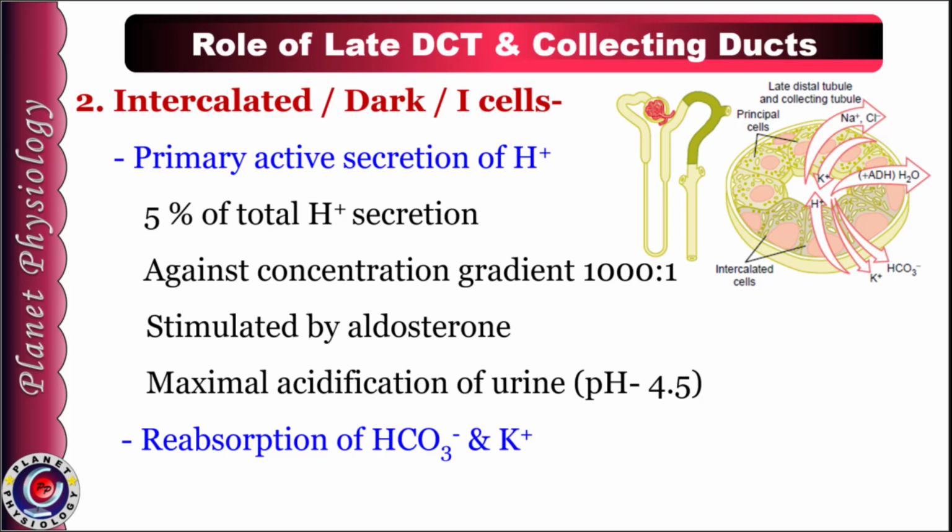Aldosterone stimulates activity of hydrogen pumps and also causes insertion of hydrogen ATPase by translocating the vesicles containing these pumps into the luminal membrane. Intercalated cells not only reabsorb bicarbonate but also potassium ions.